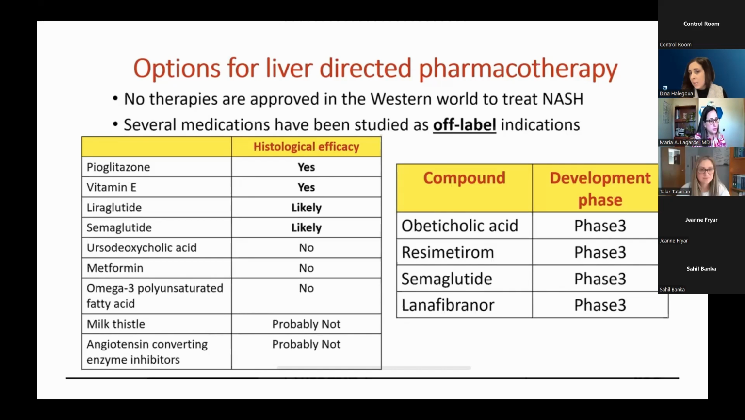And then we're getting closer. We're going to talk a little bit more about clinical trials, but I think Dr. Lagarde and I will both say this is a really exciting time in our careers because there are so many new medications getting very close to FDA approval that are going to directly target NASH. And so you can see I have 4 listed here of phase 3 trials that could be considered.